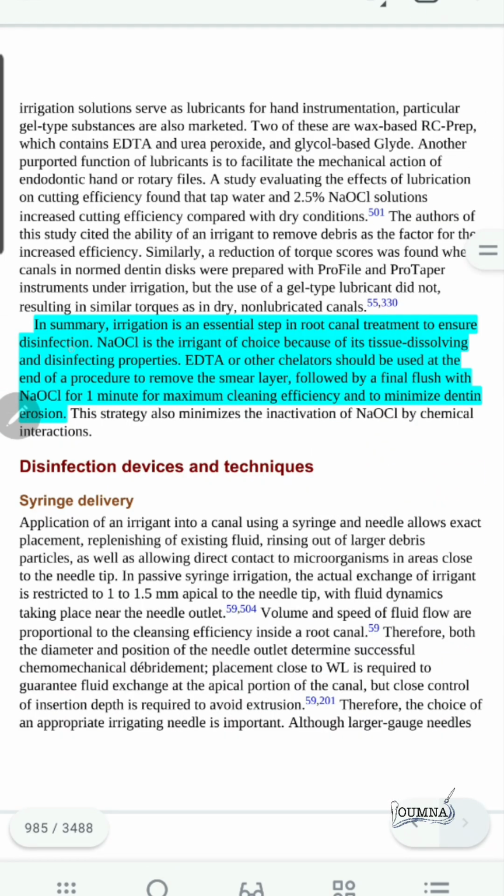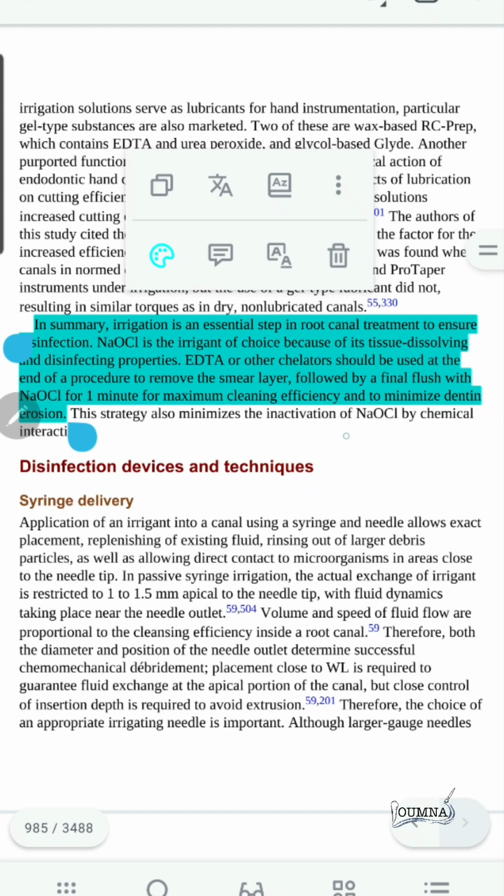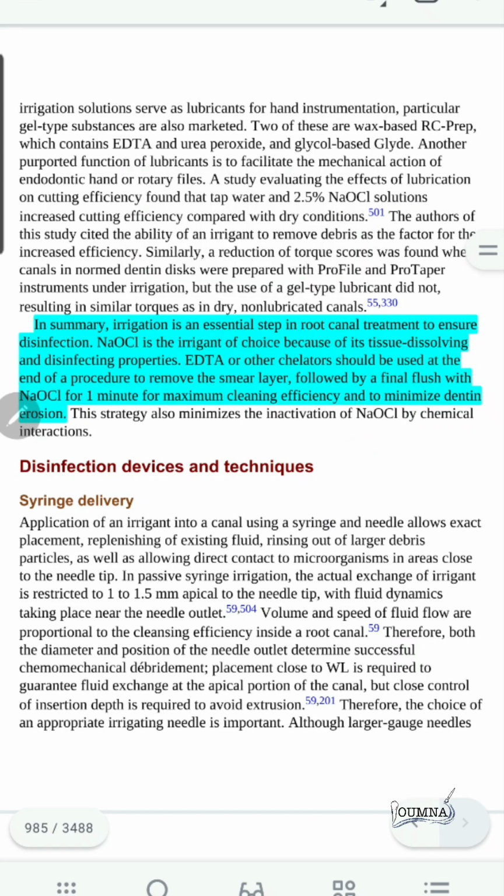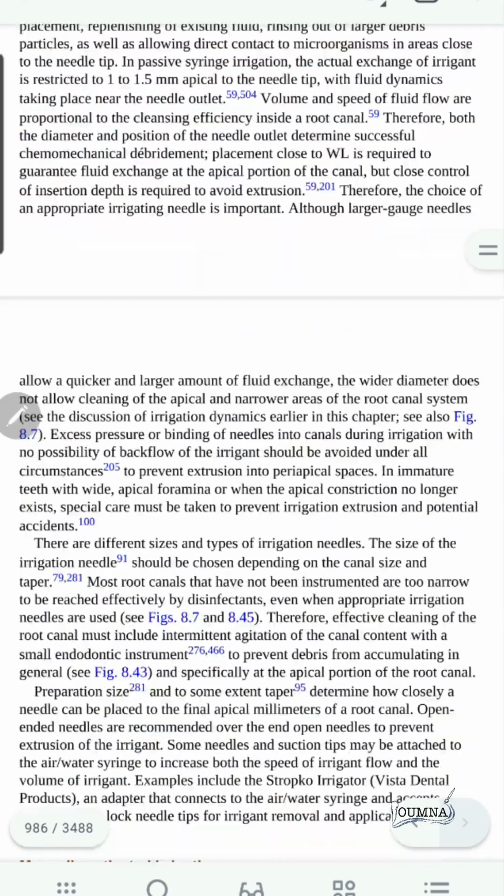So, in summary, irrigation is an essential step in root canal treatment to ensure disinfection. Sodium hypochlorite is the irrigant of choice because of its tissue dissolving and disinfecting properties. EDTA or other chelators should be used at the end of the procedure to remove the smear layer, followed by a final flush with hypochlorite for 1 minute to maximize the cleaning efficiency and to minimize dentine erosion.